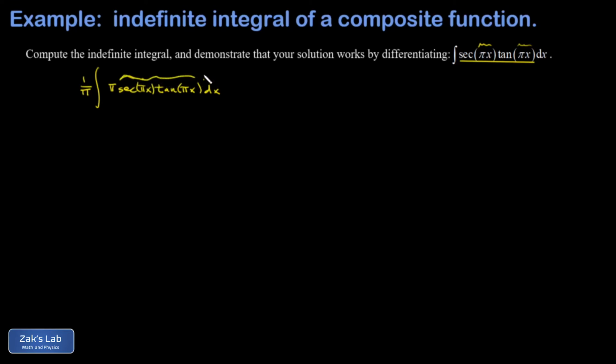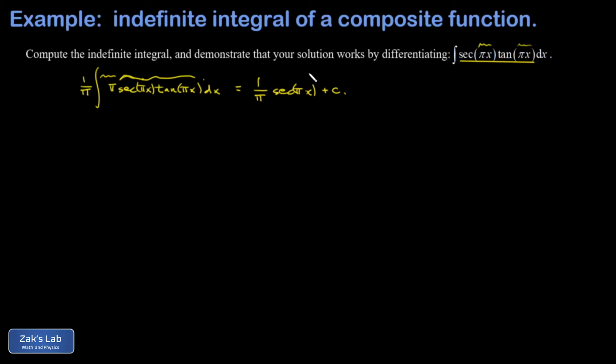where these two pieces, secant pi x, tangent pi x, come from differentiating the secant function with respect to pi x, and then this little pi out in front, that's the chain rule tacking on the derivative of pi x. And so this thing integrates to 1 over pi secant pi x, just using the chain rule backwards. And to be as general as possible, I should put plus c in there.